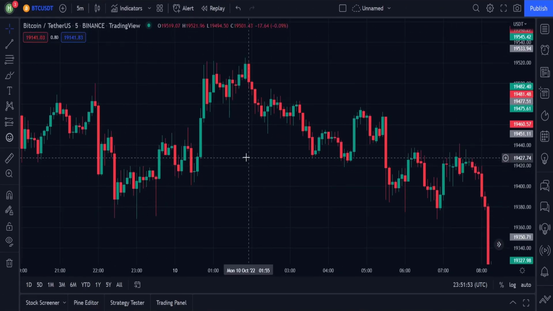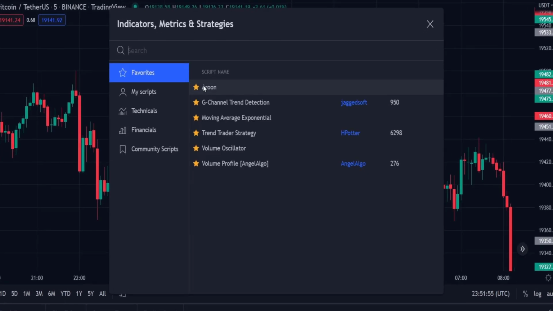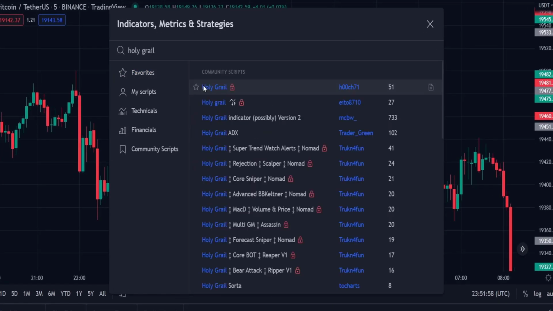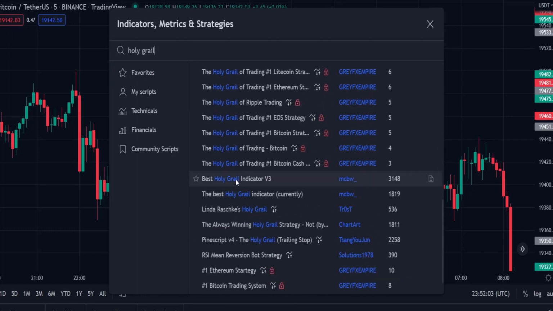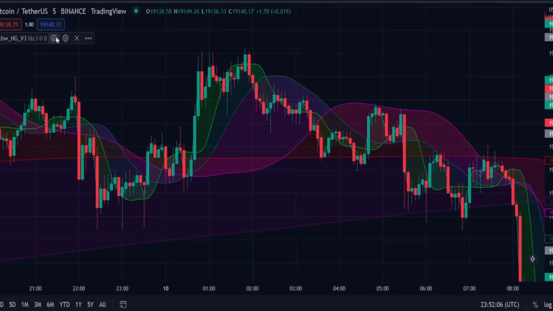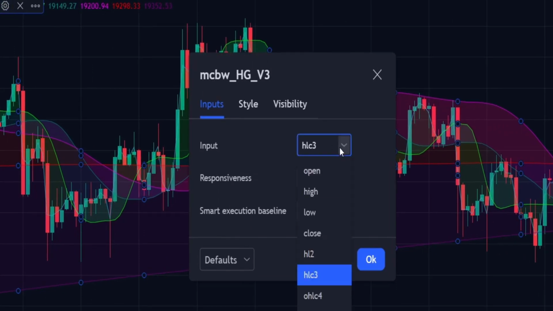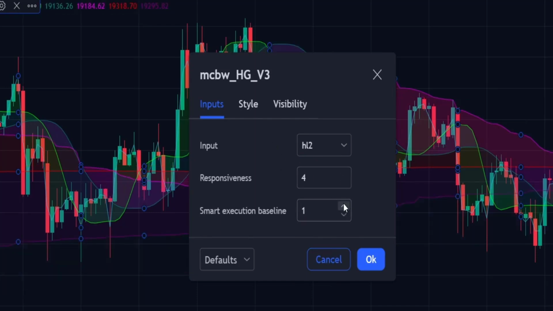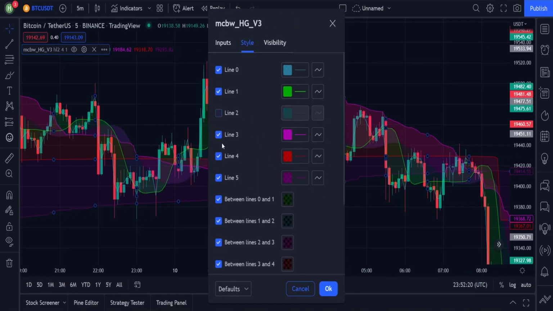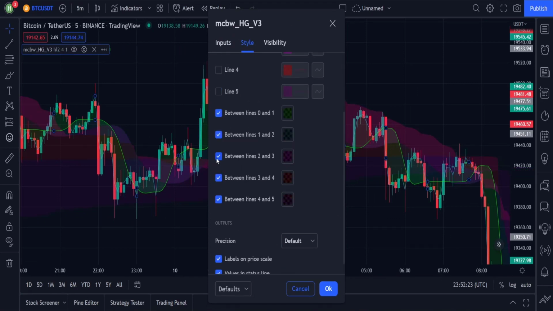So first, let's click on the Indicators tab and type in Holy Grail, and select the best Holy Grail indicator 3 by McW_. Now let's access its settings. In the input section, we'll change the input from ELK3 to HALTWU. Also, let's set the responsiveness to 4 and the smart execution baseline to 1. Then in the style section, let's uncheck some of the lines we don't need.